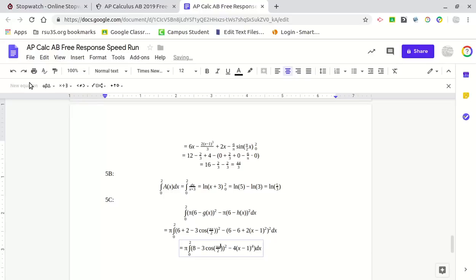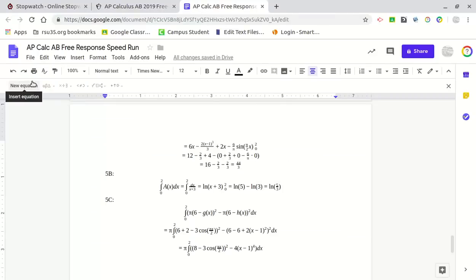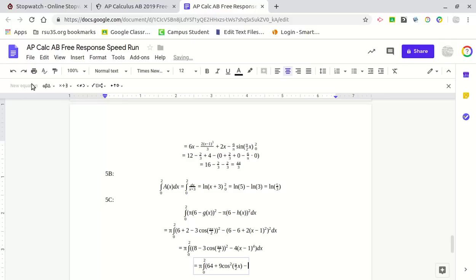Wait, is this a... Okay, I'm going to square that. This is a no calculator section, right? Okay, that's it. Equals pi, 64 plus 9 cosine squared of pi over 2 x minus 48 cosine of pi over 2 x. This looks like BC. The reason I'm saying BC is because cosine squared is an integral I learned from BC, so I'm surprised to see it here, but you know, go with the flow. Minus 4(x minus 1) to the 4th, that stays the same.